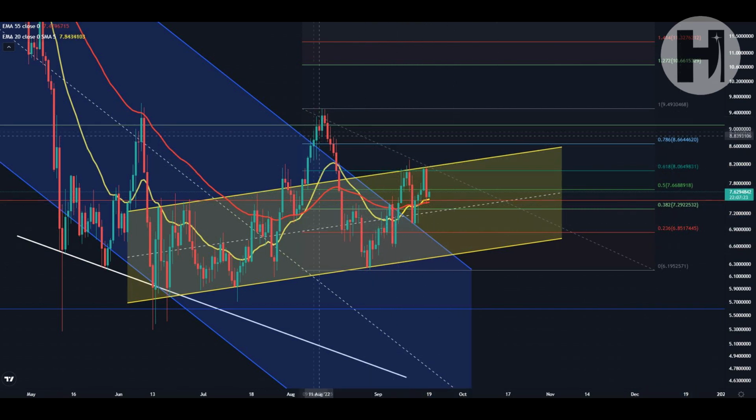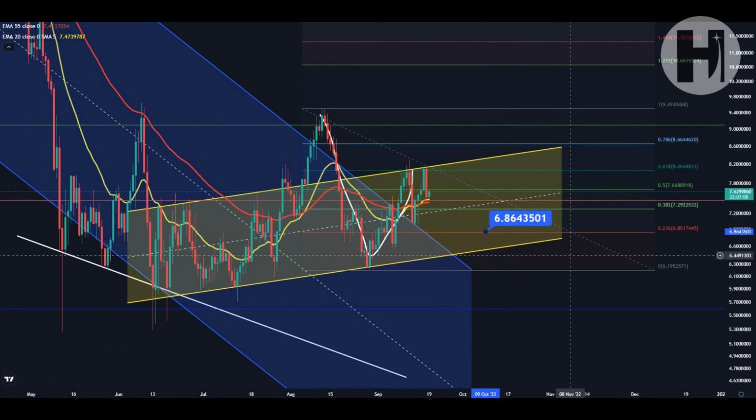So this is when you create a high, you start retracing back to it, but you get rejected by the 0.618, and from there you continue dumping. So our minimal target right now, in case of a capitulation, in case Bitcoin starts coming back down lower, is going to be $6.86. This would be a great entry in my opinion.